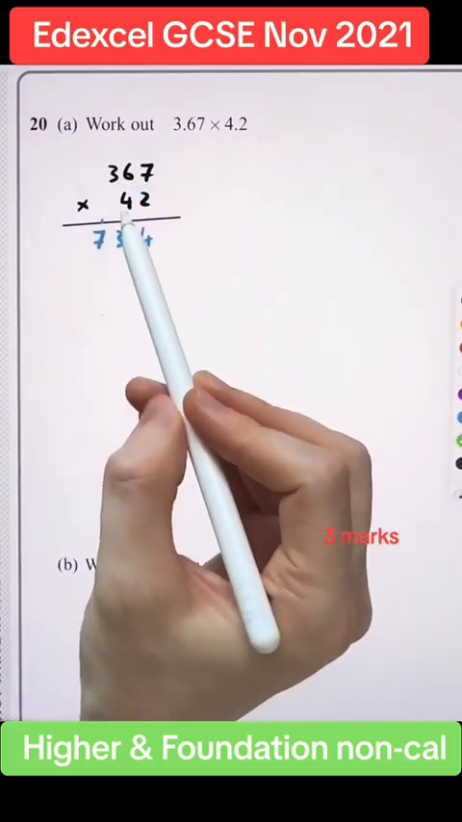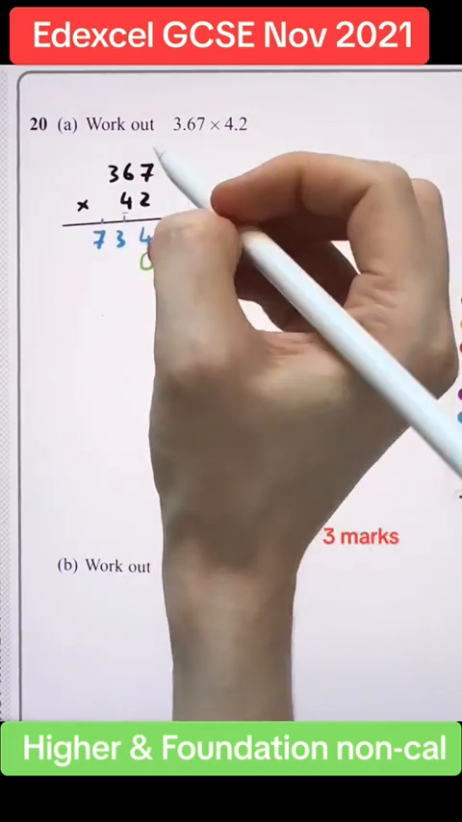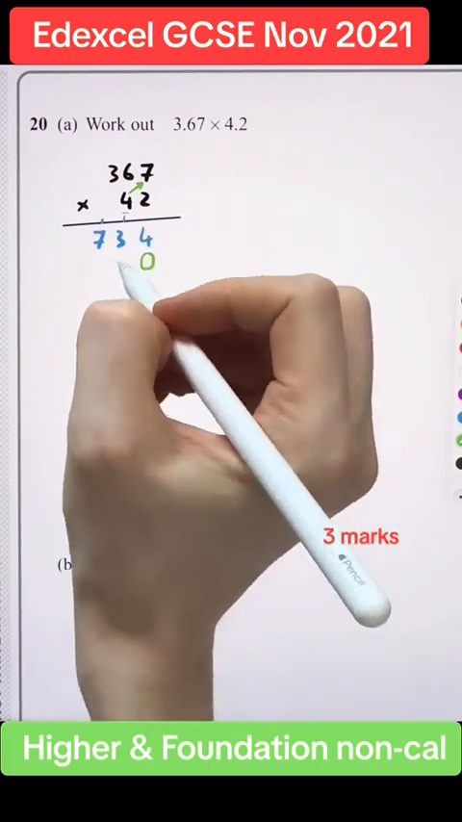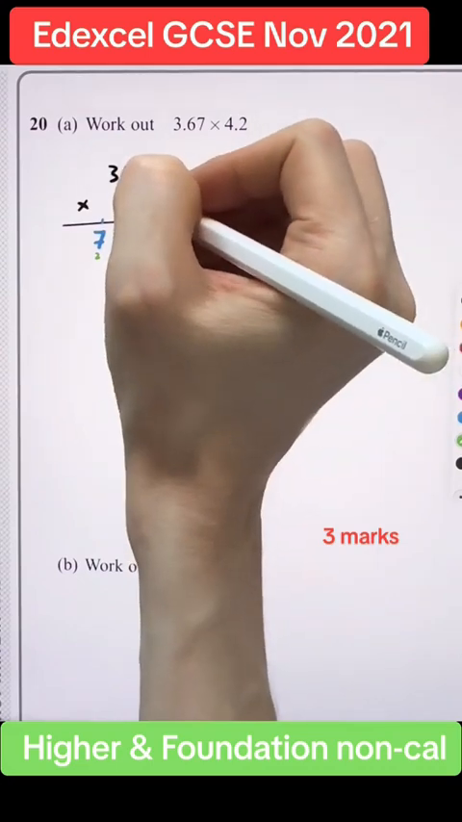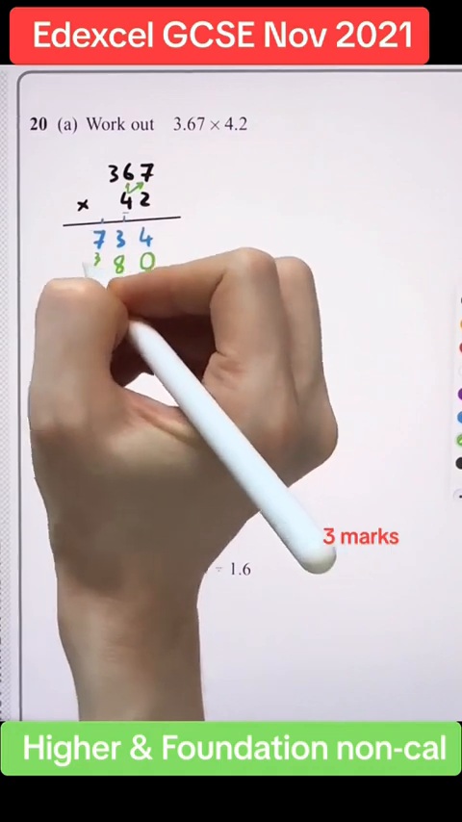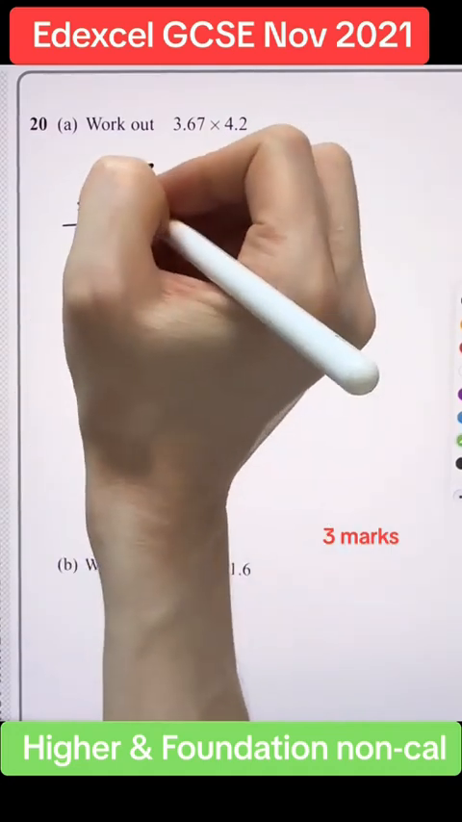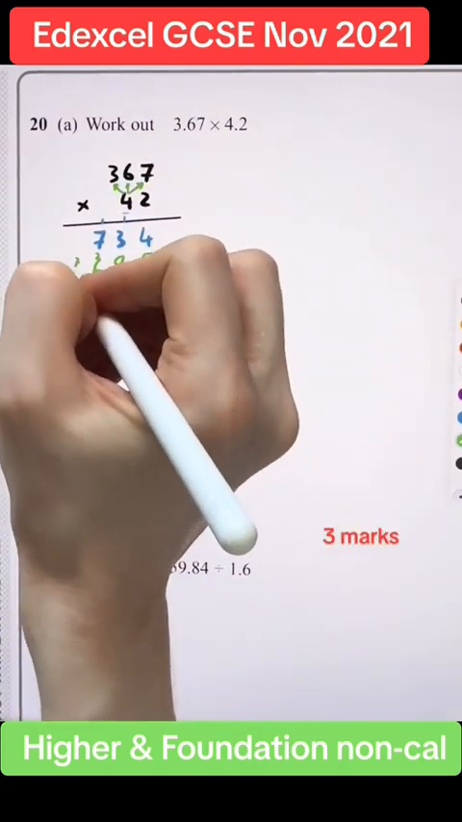Now multiplying by our tens column. As we're multiplying by our tens column, we start with a placeholder, i.e. 0. Now 4 times 7 gives us 28. So 8 down, carry the 2. I know that 4 times 6 gives us 24, and 24 add the 2 I carried gives us 26. So 6 down, carry the 2. I know that 4 times 3 gives us 12. Add the 2 I carried gives us 14.